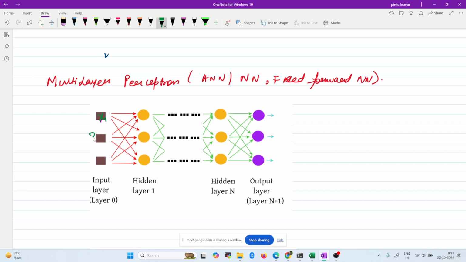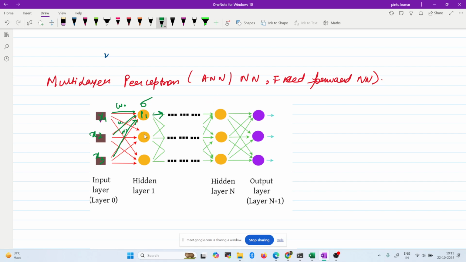Yeah, x1, x2, x3. Okay. So you pass it to some perceptron, right? Let's say this is called perceptron 1. You pass this information to perceptron 1. It will have associated weights W0, W1, W2. It will do some calculation, pass it through some activation function, and pass on the result.